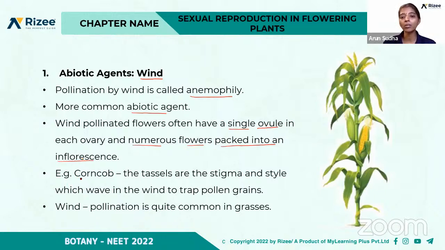So an example is the corn cob. Here the tassels. So what is a tassel? It is a male inflorescence in some of the plants, particularly in corn. The tassels are the stigma and style which wave in the wind. So if you see the corn cob, they will wave in the wind to trap the pollen grains. So here the pollination is happening by wind, right? This is a specific feature, that they wave in the wind to trap the pollen grains. Wind pollination is quite common in grasses.